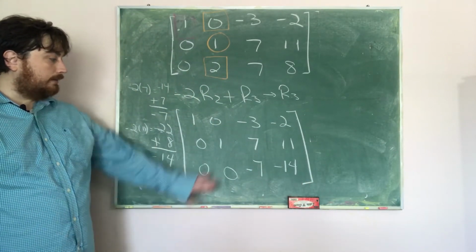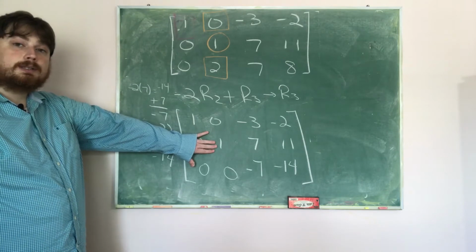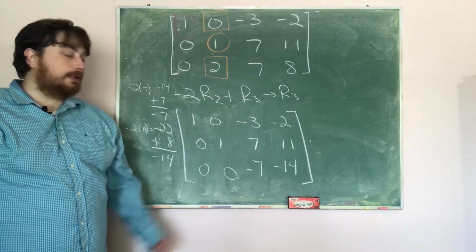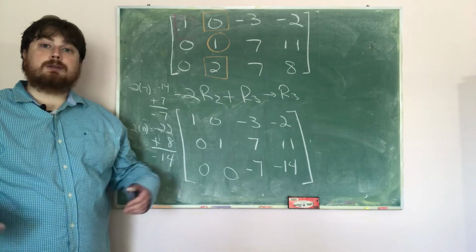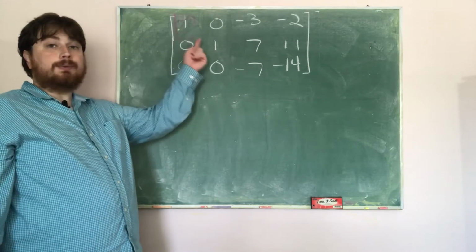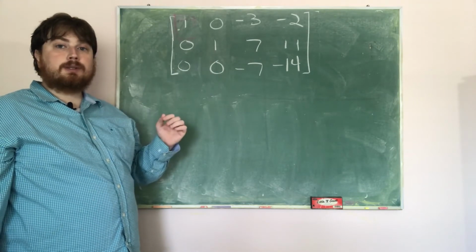And so now I have a leading 1 in the second row, and everything else in the second column, where that leading 1 is now a 0. So now I'm ready to row reduce to the next. Alright, so now notice that I have a leading 1 in the first row and the second row. So I'm going to move on to the third row.